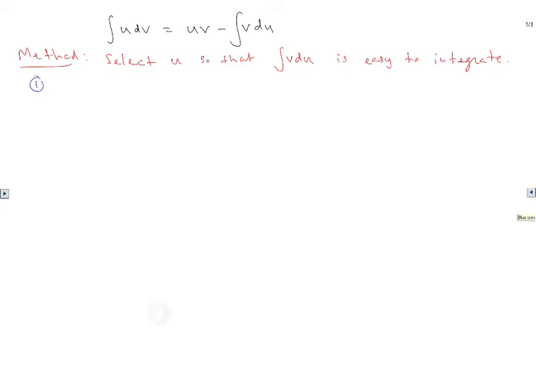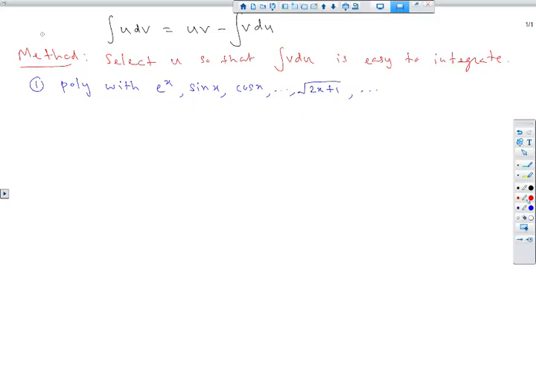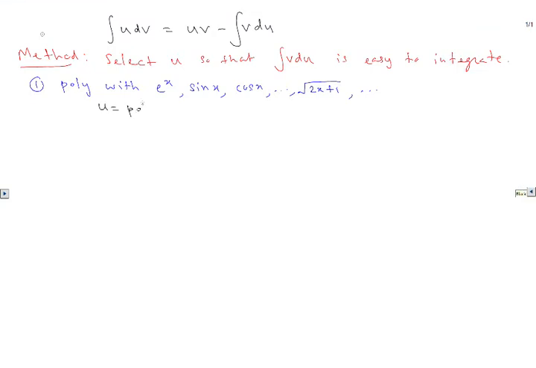The first one is, let's say you have a polynomial with functions such as e to the x, or some trig functions like sin x, cosine x, and also maybe some algebraic functions such as the square root of 2x plus 1, things like that. If you see these functions with the polynomial, your choice is to select u as the polynomial. So I'm going to give you several examples for that.